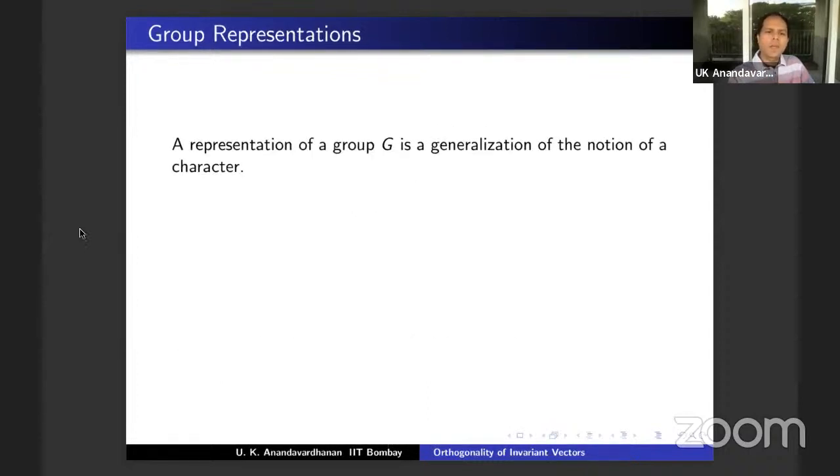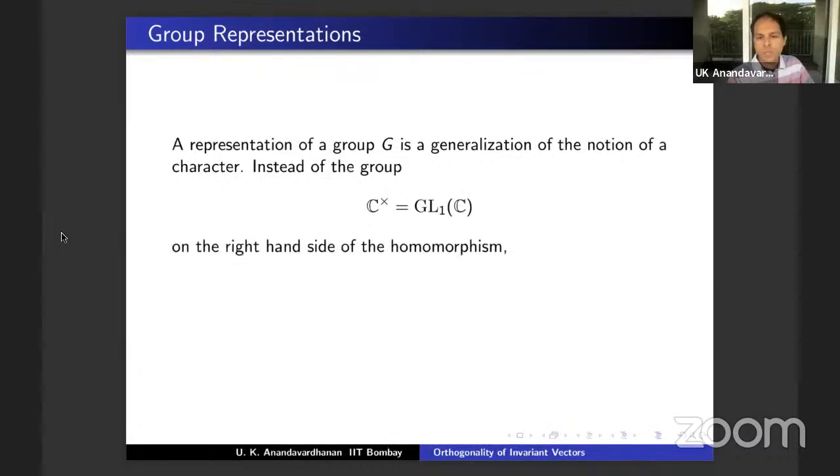Okay, so a representation, which is our basic topic today, is a generalization of the notion of a character. Why is it a generalization? Because for a character, we were taking a homomorphism from our group G to the group C star, and C star, let me write it as GL1C, meaning one by one matrices which are invertible. In other words, just non-zero complex numbers. So this was the right side of that homomorphism, the codomain of that homomorphism.